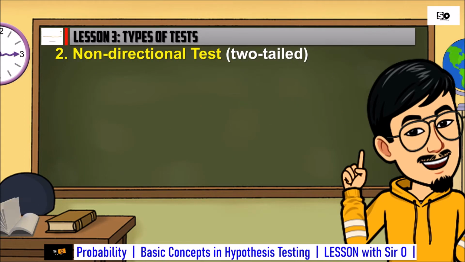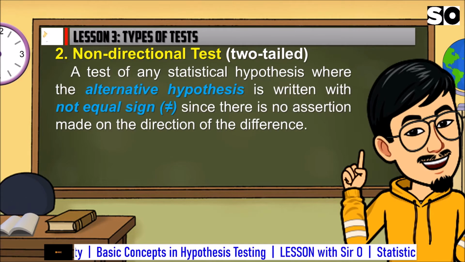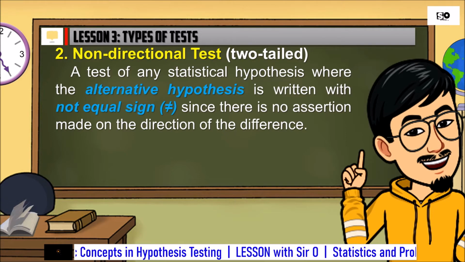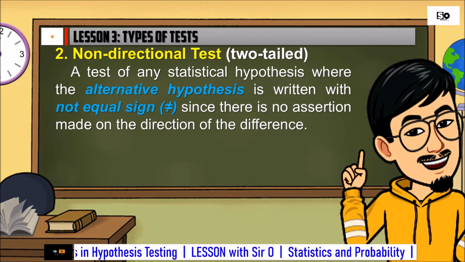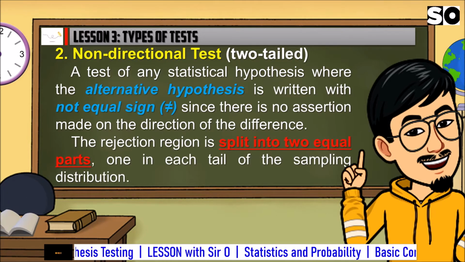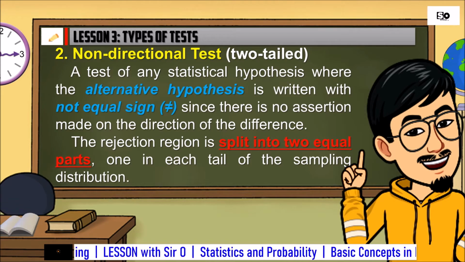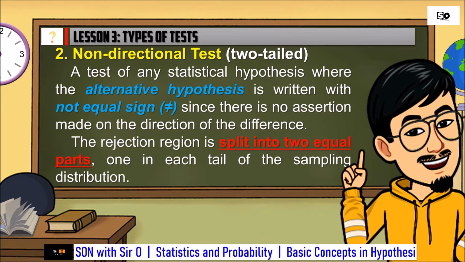While the non-directional tests are the two-tailed, a test of any statistical hypothesis where the alternative hypothesis is written with the not equal sign, since there is no assertion made on the direction of the difference. The rejection region is split into two equal parts, one in each tail of the sampling distribution.